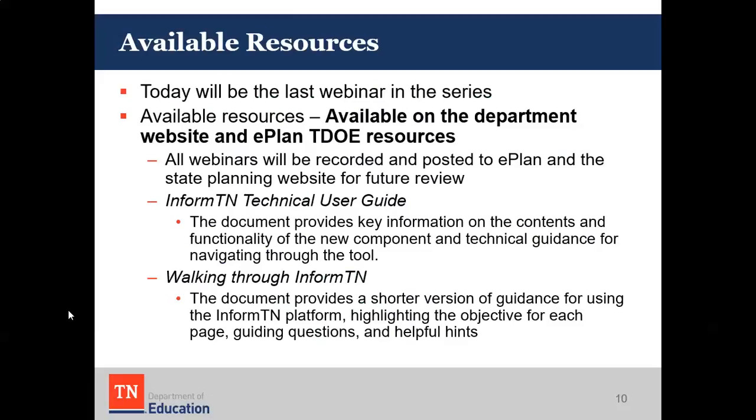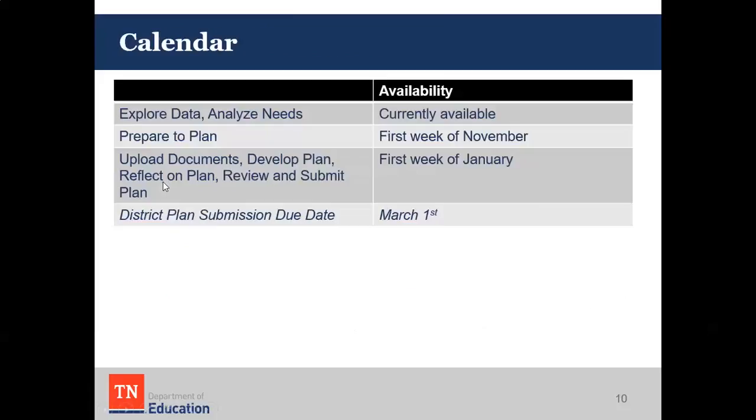One thing I do also want to highlight is basically a short calendar. I want to reiterate that the district plan submission due date is not changing. It is still March 1st. What will be changing is that you have access to the data and will shortly have access to the root cause analysis page earlier. If you decided you wanted to go into that data and start doing some of your planning or some of your root cause analysis, you will have access to that. But just to reiterate, the plan submission due date is not changing. You just have a little bit more time around the data.